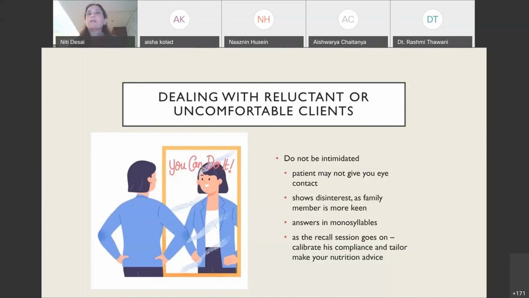But as the recall session goes on, use this opportunity to calibrate his compliance and tailor-make your nutrition advice. Because you may plan the best diet in the world, but if it is not going to be followed, then it's just a piece of paper.